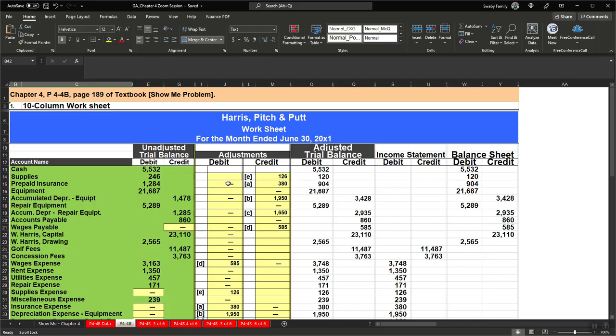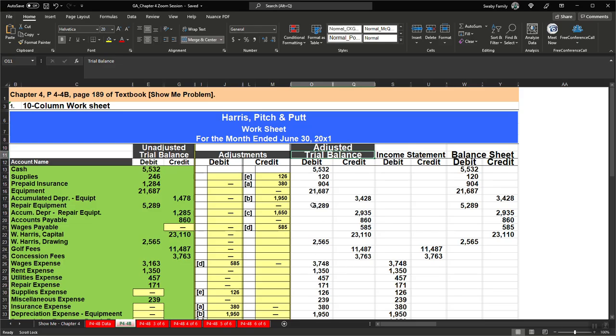This is called a 10-column worksheet because it has 10 columns: 2 for the unadjusted trial balance, 2 for the adjustments, each one, of course, debit and credit respectively, and 2 for the adjusted trial balance. So you can see the adjusted trial balance is the trial balance after adjustments have been made.